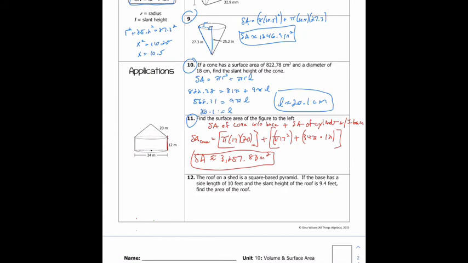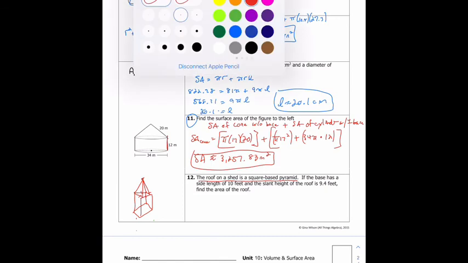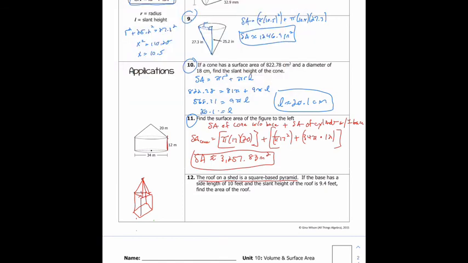And the shed is going to be a square base pyramid. So what that's going to look like is we're going to have a square. All sides are going to be the same, except the roof is going to go into a pyramid. Oh, that's not very good. Like that. Okay, so what we're looking for is the surface area of the roof.